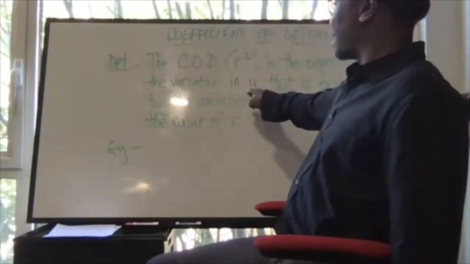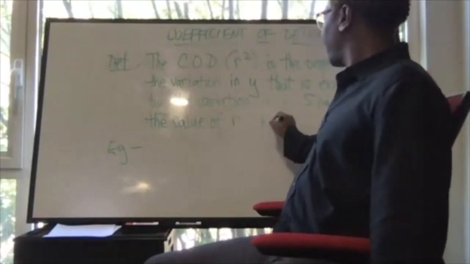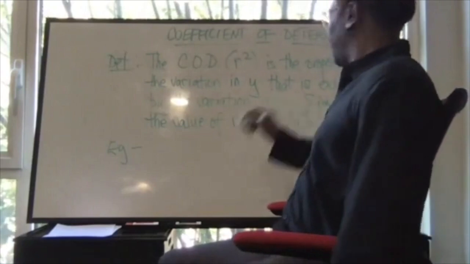So imagine our Y is sales and our X is foot traffic. And let's imagine we come up with the R squared value of 81%. It would go something like this.